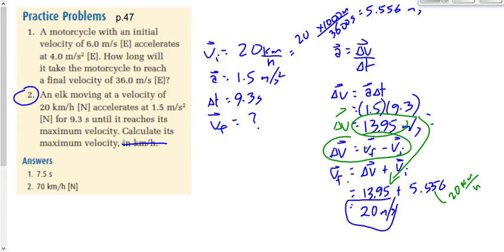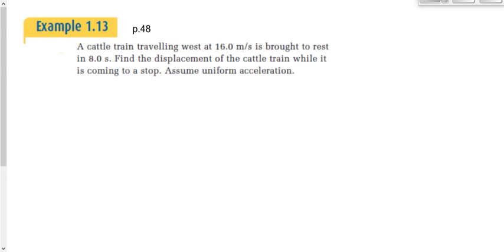Let's do another one and then we'll see where we're at for time here, okay? A cattle train. I'm not sure where they get their contexts for this. Like when they're sitting there saying, hey, we should write a question about acceleration, hey, let's make it a cattle train. Where that comes from in their mind exactly, but whatever, it works.